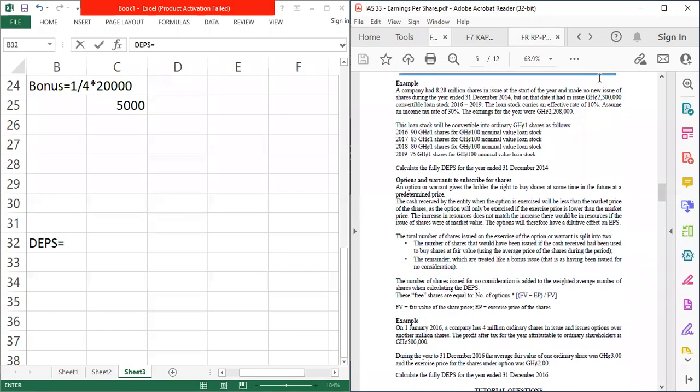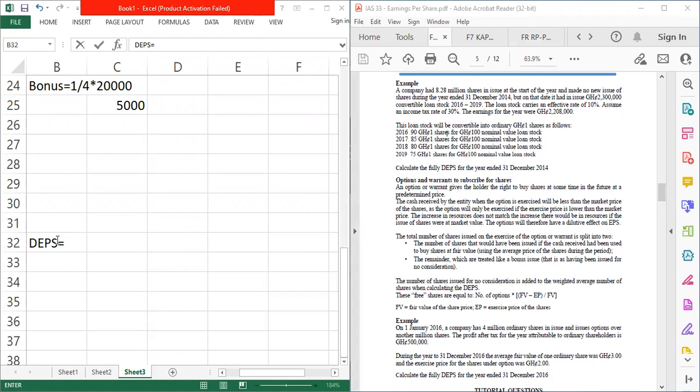Calculate the diluted earnings per share (DEPS) for the year ended 31st December 2014. And then the options and warrants to subscribe for shares. No. Let's do the first one. This is the second part.